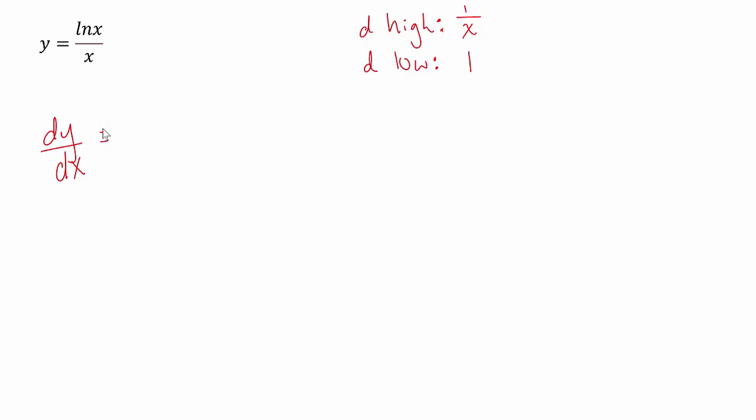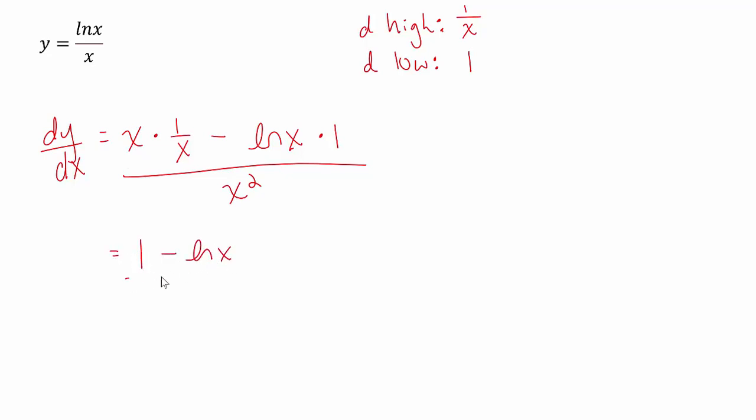So the derivative now is going to be low, just like you see it, d high, which is nice because we already have it, 1 over x, minus high, just like you see it, d low, which we already have, it's 1, over the square of what's below. I would clean this up a little bit. X times 1 over x is just 1, minus the natural log of x, over x squared. And that's my derivative.